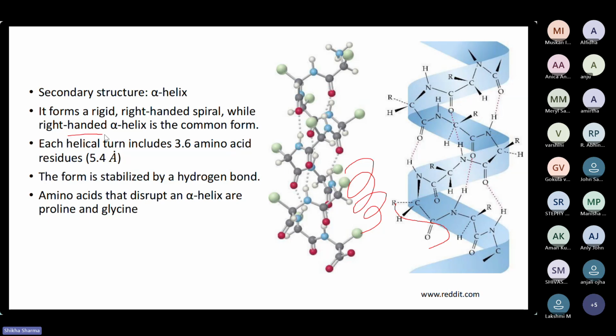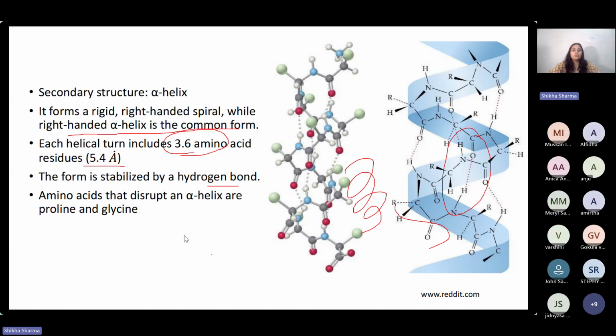The right-handed alpha helix is commonly found, and each turn includes 3.6 amino acids, with a 5.4 angstrom pitch, and the form is stabilized by hydrogen bonding. This is the hydrogen bonding which stabilizes this alpha helix form. So amino acids that disrupt an alpha helix basically include proline and glycine.